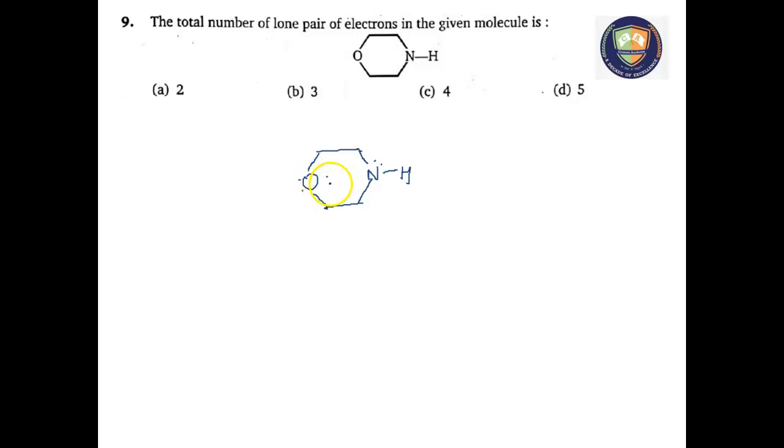So if we have to find the total number of lone pairs, we observe that there are 2 lone pairs present on this oxygen and 1 lone pair present on this nitrogen. So in total it will be 3 lone pairs of electrons. Our correct answer will be B, that is 3. Is it clear?